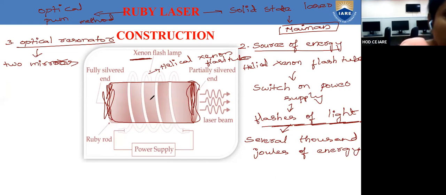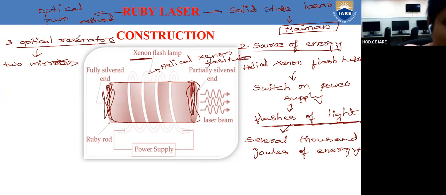The ruby rod is surrounded by a helical xenon flash tube, and this flash tube is connected to a power source. Once you switch on the power source, we get flashes of light, and each flash gives us a lot of energy, and that energy we use in order to pump chromium ions. Pumping means moving these chromium ions to a higher state.